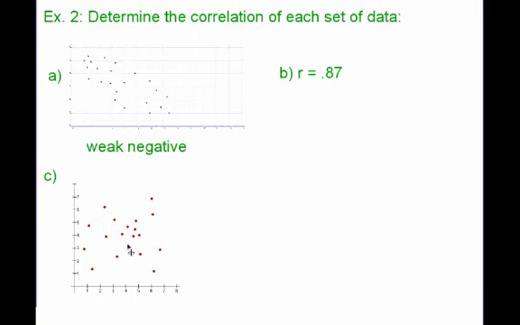B doesn't give us a graph, but it says R is 0.87. So our correlation coefficient is 0.87. That's pretty close to 1. We've said that anything above 0.8 is strong, so we're going to call this a strong positive correlation.